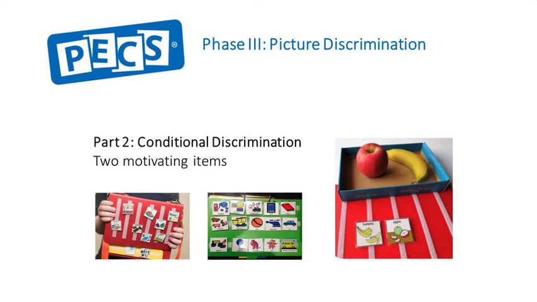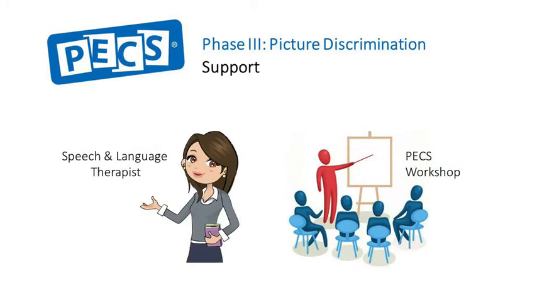The second part of Phase 3 is conditional discrimination. This is when the child can choose between pictures of 2 motivating items. They are also then able to find the pictures in the book, and this is where you would begin to categorise the pages. A lot of our children can find this phase particularly difficult. It's therefore best to have support from your speech and language therapist at school or from the NHS, or attend a PECS formal training workshop.